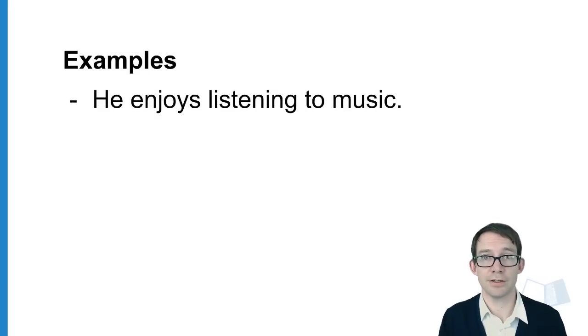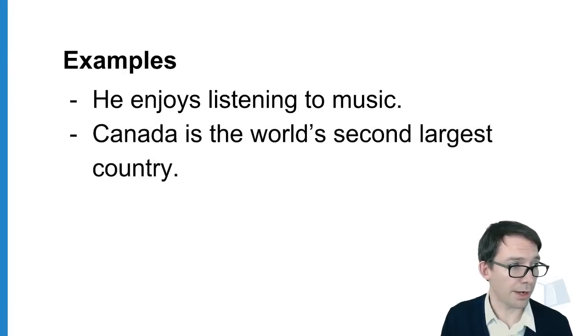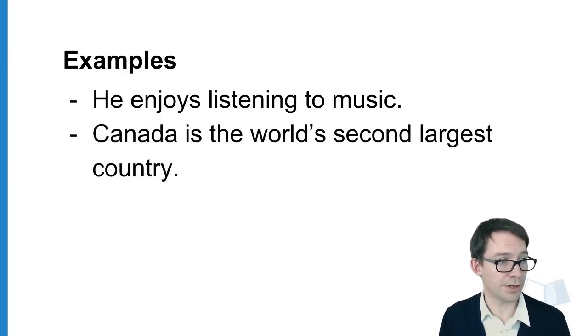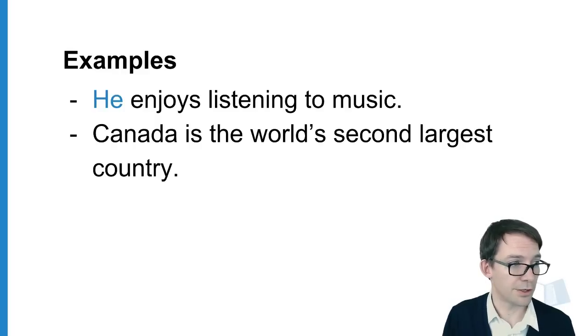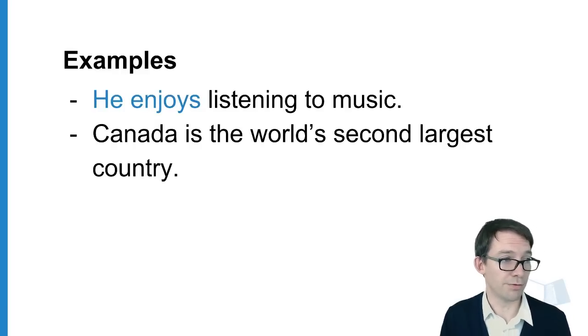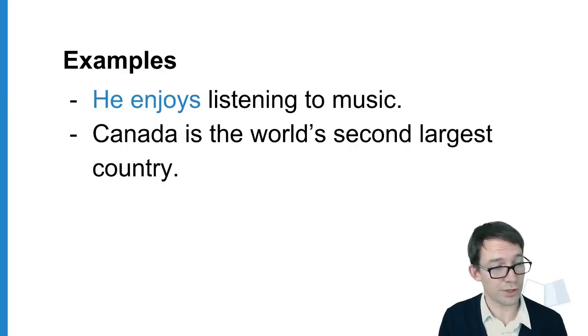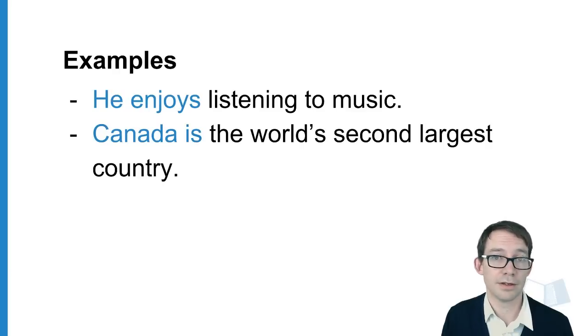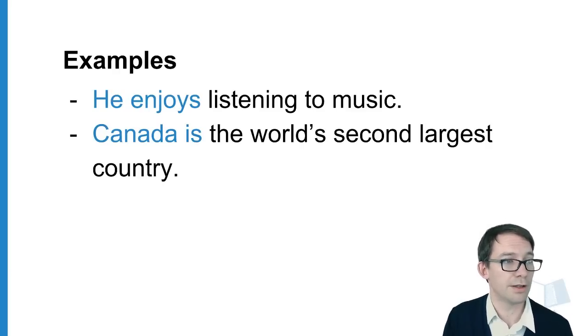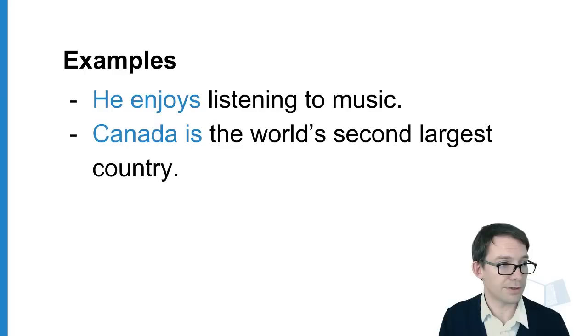He enjoys listening to music, and Canada is the world's second largest country. Okay? These are two examples of independent clauses, and here's why. In the first sentence, you've got a subject, he, and the verb enjoys, and then listening to music is that phrase there, and that's a complete idea, right? It can stand alone on its own. Also, in the next one, Canada is the subject, is is the verb, and again, the idea is complete. So that's how we would identify what an independent clause is.